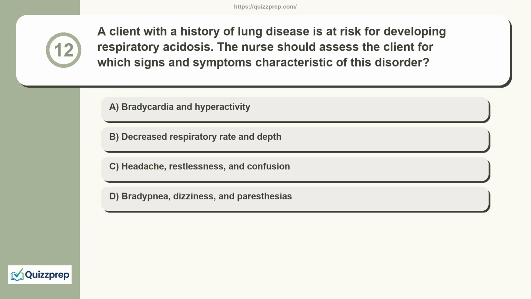Question 12. A client with a history of lung disease is at risk for developing respiratory acidosis. The nurse should assess the client for which signs and symptoms characteristic of this disorder: bradycardia and hyperactivity; decreased respiratory rate and depth; headache, restlessness, and confusion; bradypnea, dizziness, and paresthesias.